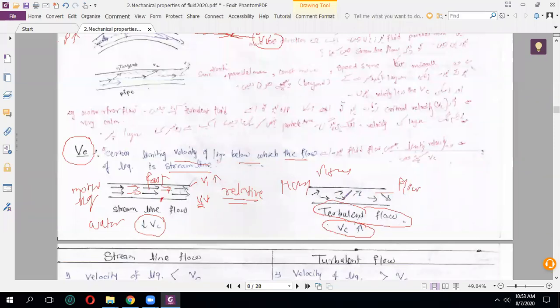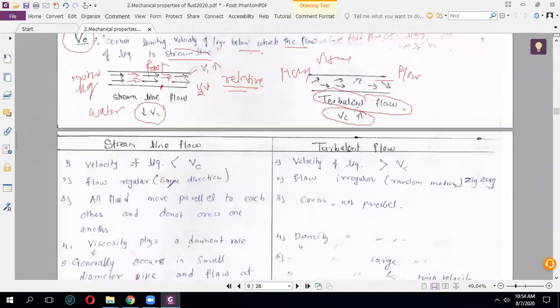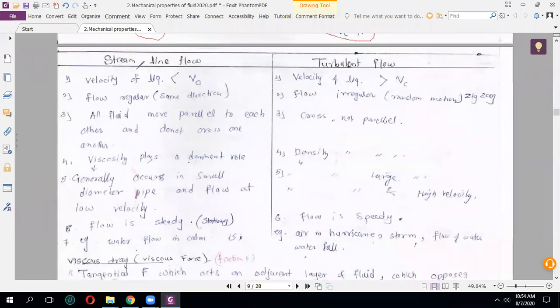Okay. You will see more details on turbulent flow and streamline flow. The opposite of streamline flow is called turbulent flow. Okay, so what is streamline flow? The velocity of liquid is less than critical velocity. Because of less critical velocity, the flow of a liquid like water is quite fast. That is why we call it streamline flow.